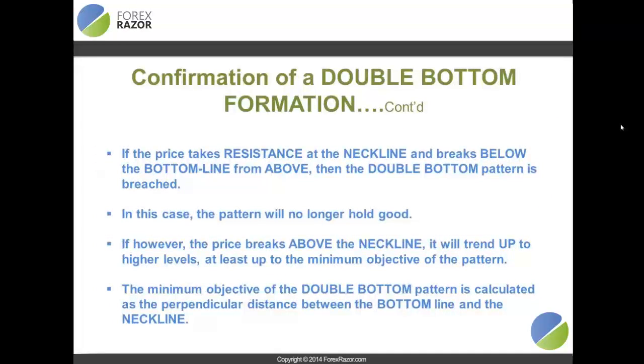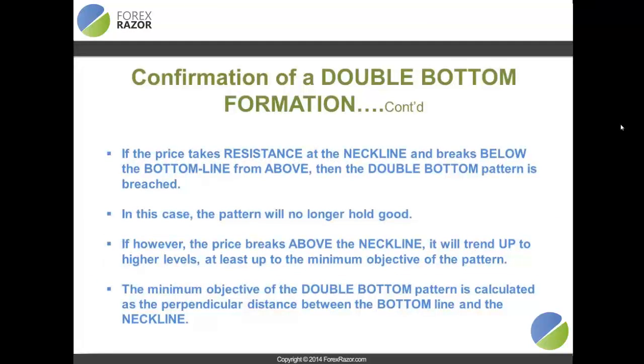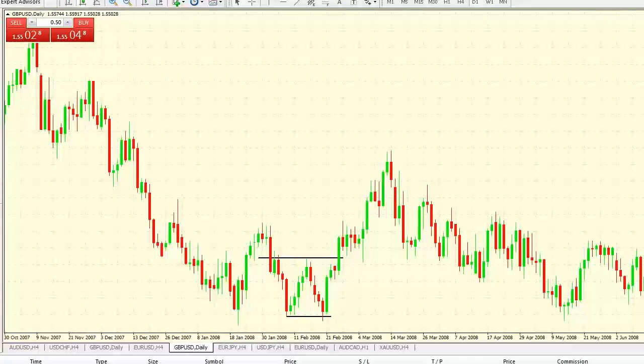If, however, the price breaks above the neckline, it will trend higher by at least the amount of the minimum objective of the pattern. The minimum objective is calculated as the perpendicular distance between the bottom line and the neckline. Let's have a look on the trading platform to understand the formation and working of this pattern better. Consider the example of the GBP USD over the daily time frame here.